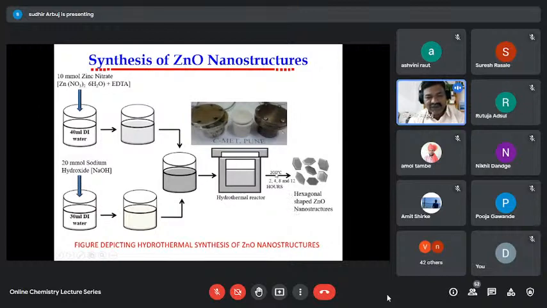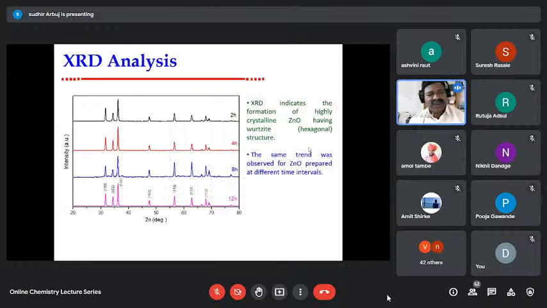So here what we did, we heated this at different hours: 2 hours, 4 hours, 8 hours, 12 hours. Here we want to identify what is the influence of time on our catalyst activity. So we analyzed the prepared material at 2 hours, 4 hours, 8 hours, and 12 hours, keeping the reaction temperature constant at 200.